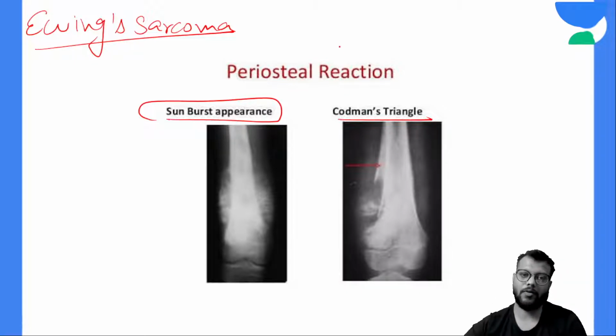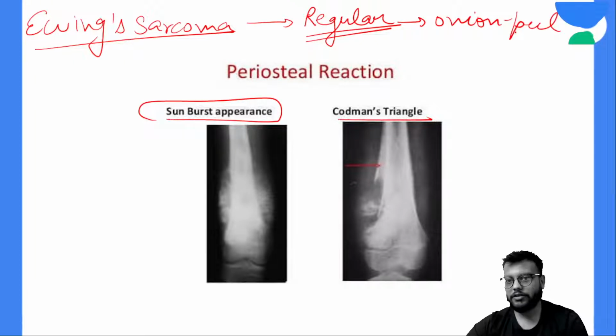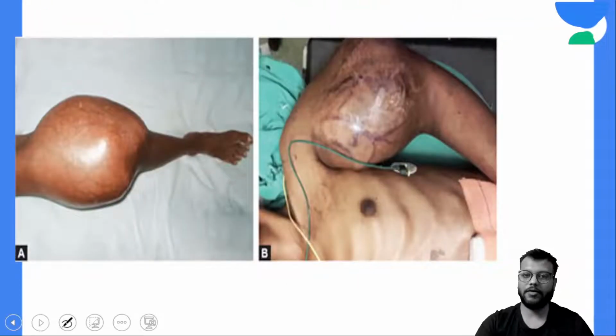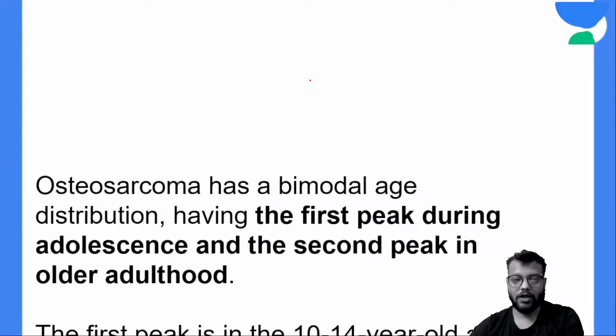So in Ewing sarcoma the periosteal reaction is regular, in the form of layers, and it is called the onion peel appearance. Okay, it is called the onion peel appearance. Here you can see a characteristic osteosarcoma: irregular margins with large progressive swelling with dilated veins. Here you can see, this is of the proximal humerus and this is of the distal femur. So this is your osteosarcoma.